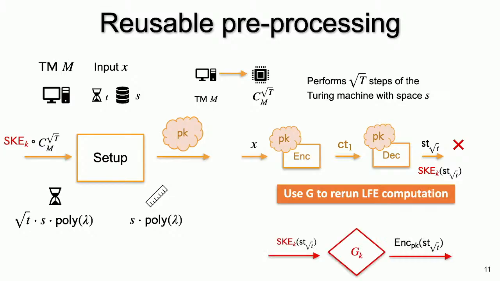So I'm going to output some gadget g, which I'll explain what it is later. But what do I want? I want to go from the symmetric key encryption back to an encryption under the LFE. And if I can do this, I can do this repeatedly, and I can move forward, and in the end get the state at point t. Okay, so what does this gadget do? It decrypts the symmetric encryption and encrypts under the LFE public key.